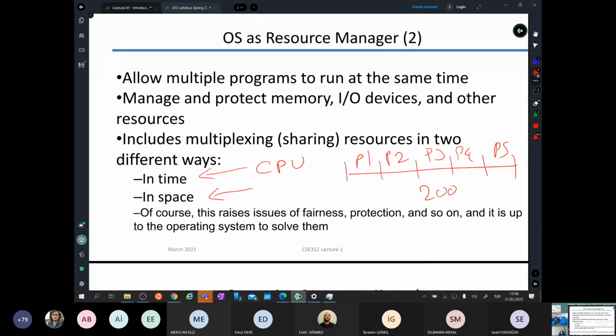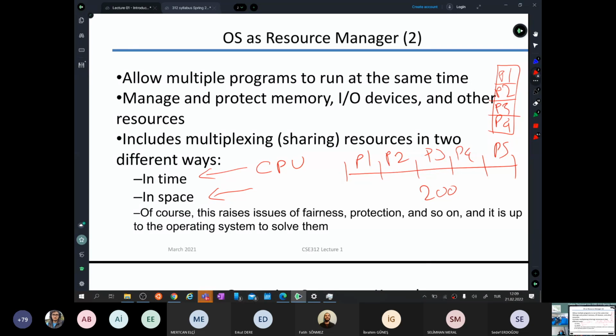For the memory, I have to do it in space, okay? I have this much memory. I am going to divide it into 4. This is the space for process number 1, process number 2, process number 3, and process number 4. So I divided my memory in space into 4. Okay? But it takes more than just making this division, making this sharing just as simple as this.